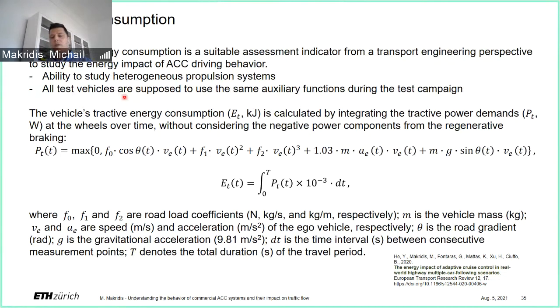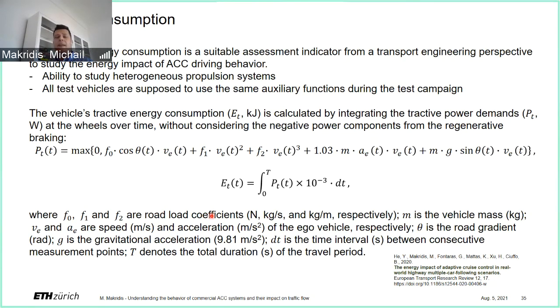So, energy consumption. Now, when you have experiments with different vehicles, different powertrains, different specifications in terms of efficiency of the engine, we usually use this indicator, which is the tractive energy on the wheels. So it's the energy that the vehicle needs to move with this speed and acceleration. And it leaves outside the efficiency of the engine. So it's not a fuel consumption, it's an energy demand on the wheel. And it's pretty simple to compute it. It has some constants, these three factors, which are the road load coefficients.